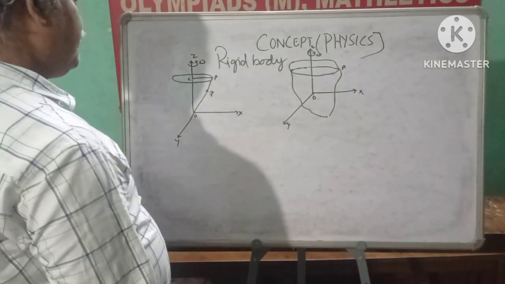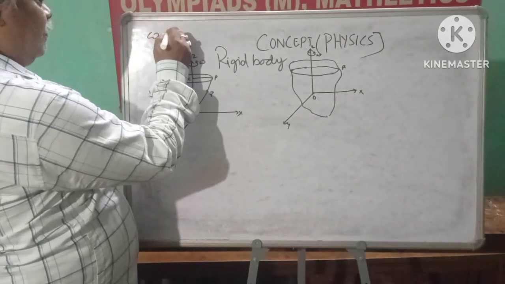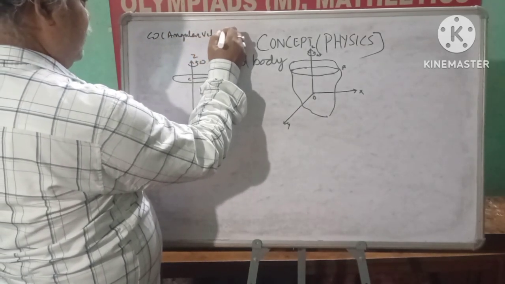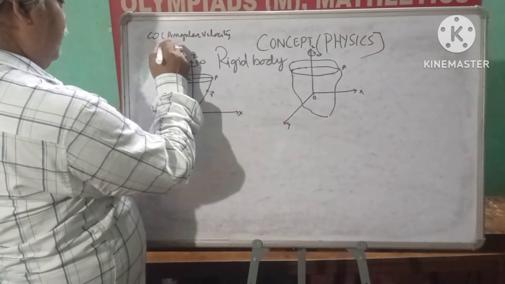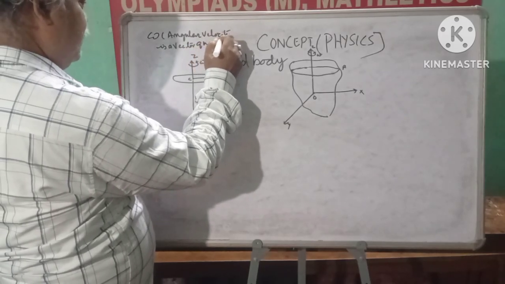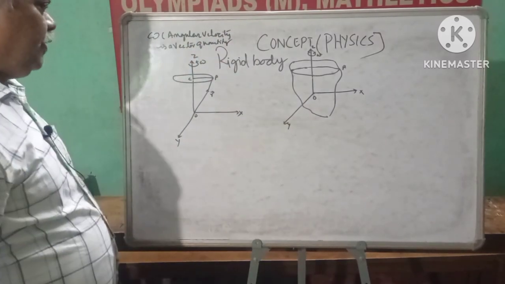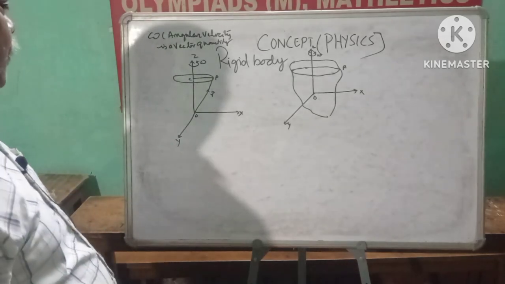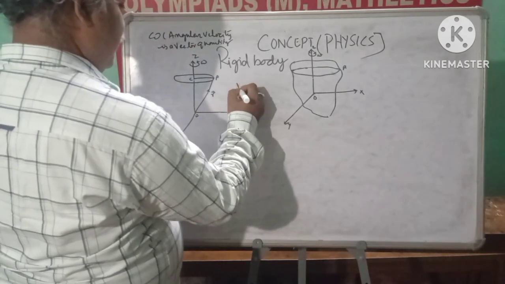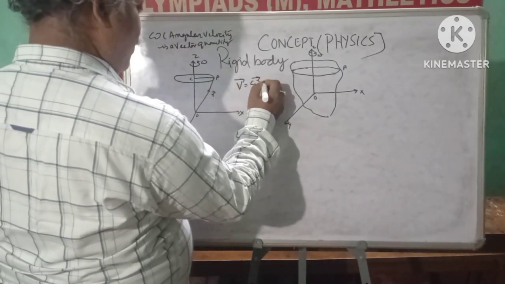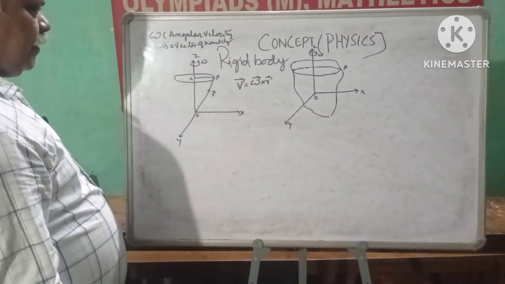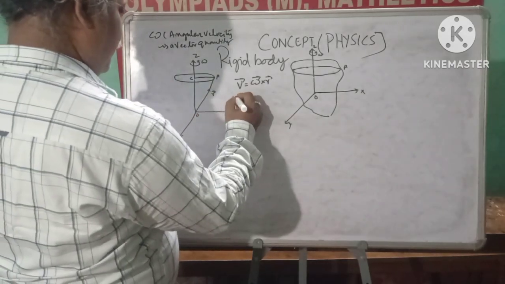Now concept, what is the concept? Your angular velocity is a vector quantity. So here we are going to find velocity. So here v vector is equal to omega vector cross r vector. This is your r vector from the origin, and so now let us see v vector.